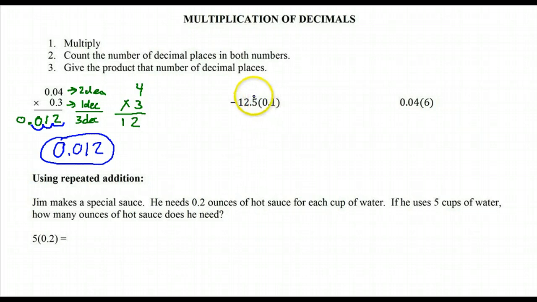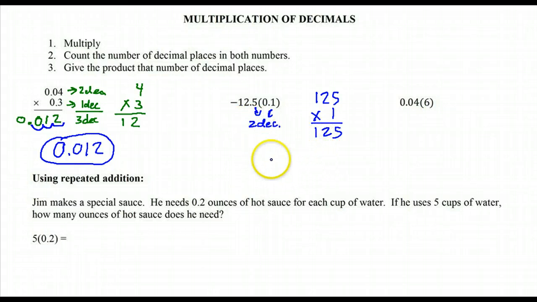Let's try it again. So, let's look at our answer. It's a negative times a positive, so we know we have a negative. And then we're going to multiply the 125 by the 1. So that's 125. And we're going to count up our decimal places. So we have 2 decimal places.